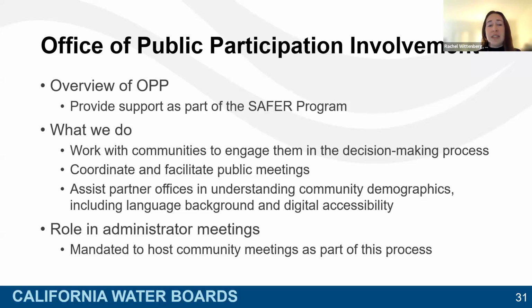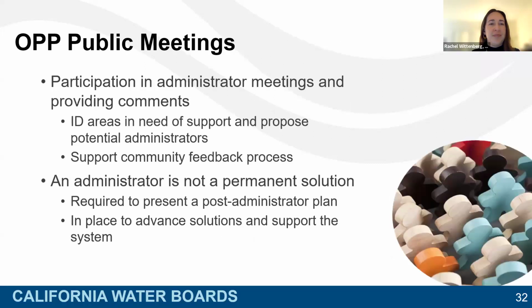For the administrator meetings themselves, OPP's role is to create opportunity for community members to learn a bit more about the administrator process, learn who might be opportunities for which entity would potentially be an administrator, and also to provide their input. Slide, please. In public meetings about the administrator process, OPP helps identify areas in need of support and to propose potential administrators to the community who are then able to provide their input.